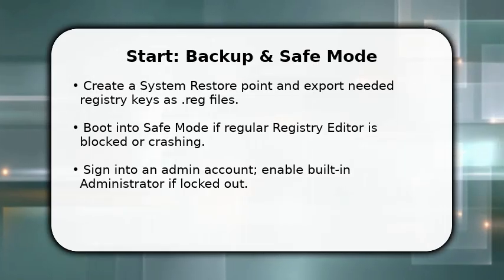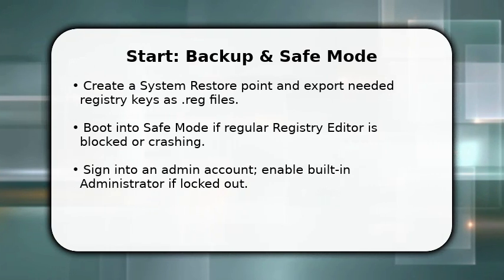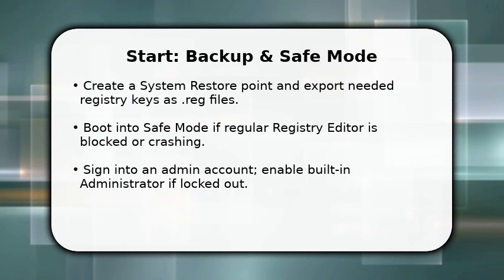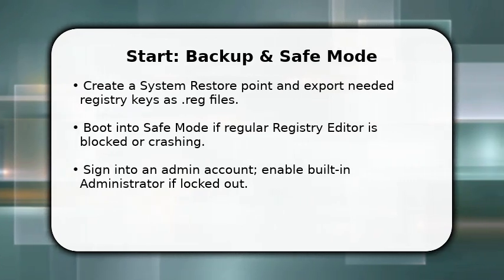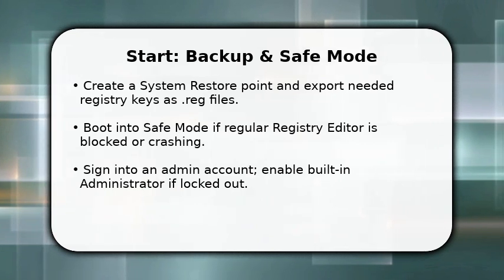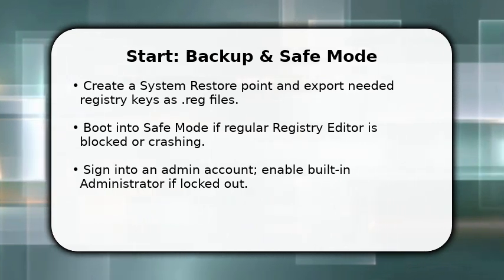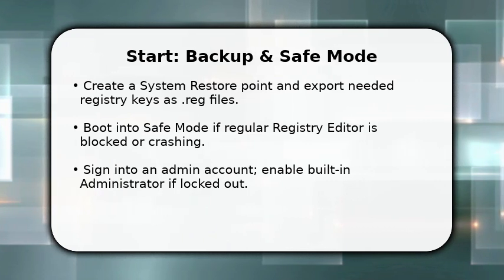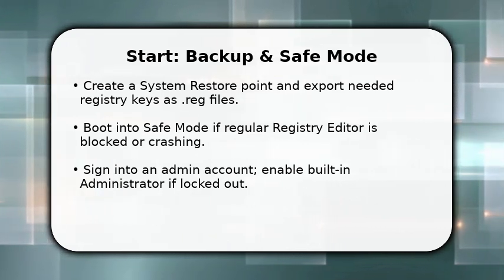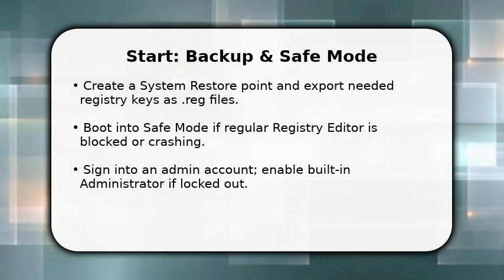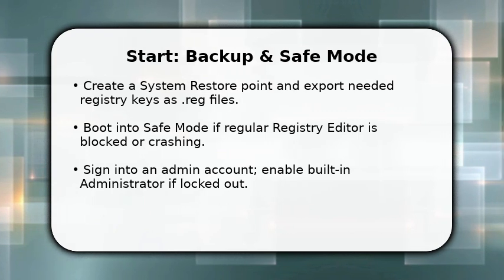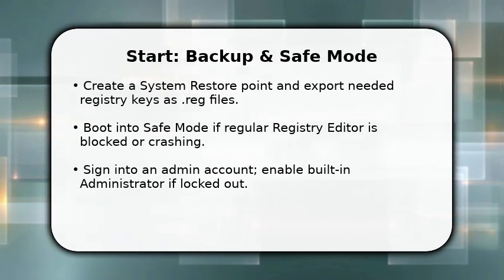You begin by protecting your system. Create a system restore point and export any critical keys to .reg files so you can revert. Once done, reboot into safe mode to avoid third-party interference and ensure Registry Editor can run. Make sure you're using an administrator account. If you're locked out, enable the built-in administrator from advanced startup options. These steps prevent data loss and give you a clean environment to repair the registry without background services altering keys.